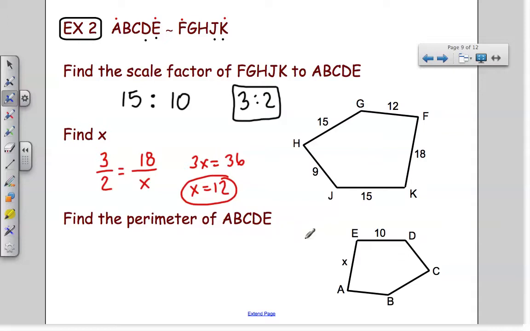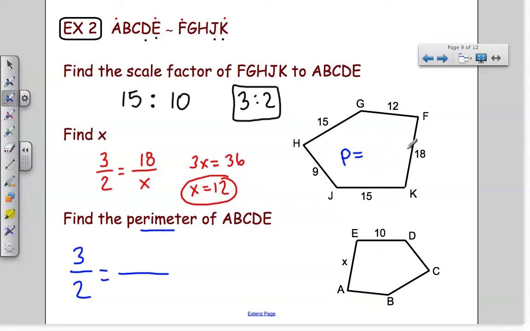If I want to find the perimeter of ABCDE, all I know is 2 sides right now. I know x is 12 and this is 10. I would have to find 3 more sides before I could find the perimeter. So it would be way more helpful if I could just use this ratio, because I know perimeter should still be in the ratio of 3 to 2. And then if I find the perimeter of this guy, which I can, I have every single number, then I can find the perimeter of this using the ratio instead of finding 3 missing sides and adding up.